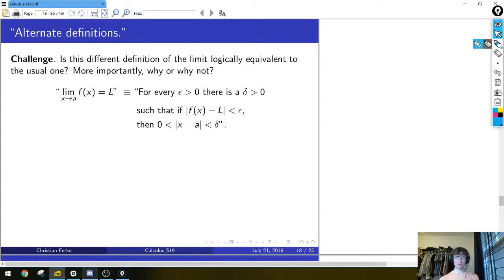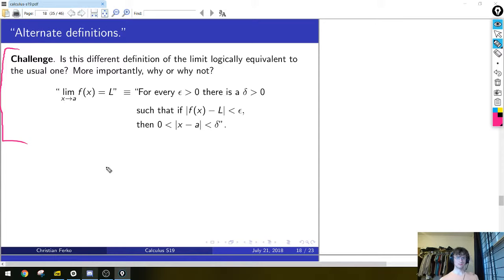Okay, the last one, this one I will not tell you whether it's logically equivalent to the usual one or not, as someone blares stereo music outside my apartment. Okay, so can you read this third possible redefinition of the limit? Sure. I mean, I kind of have to. Challenge. Is this different definition of the limit logically equivalent to the usual one? More importantly, why or why not?